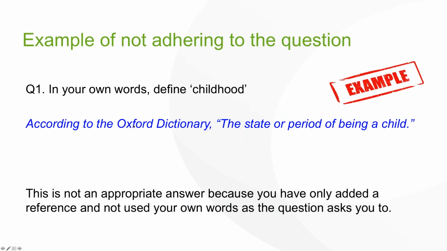What do we mean by not adhering to the question? So here we have a question. In your own words, define childhood. And this particular student has said, according to the Oxford Dictionary, the state or period of being a child. Now we can see here, this is not an appropriate answer because they have only added a reference and they've not included anything in their own words as the question is asking them to do.